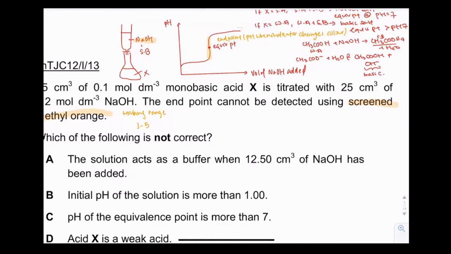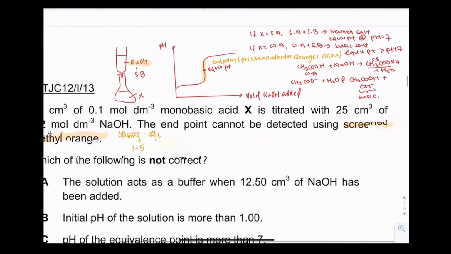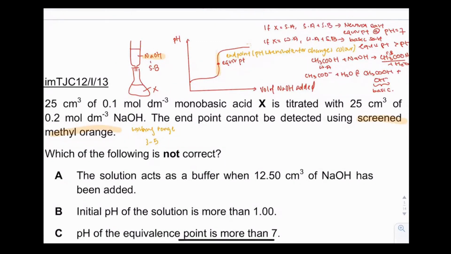Okay, so hence if you look at this, in any case, whether it's a strong acid or a weak acid, you will get pH at equivalence point of either 7 or beyond. So hence screened methyl orange definitely cannot detect the endpoint, no matter which case it is.